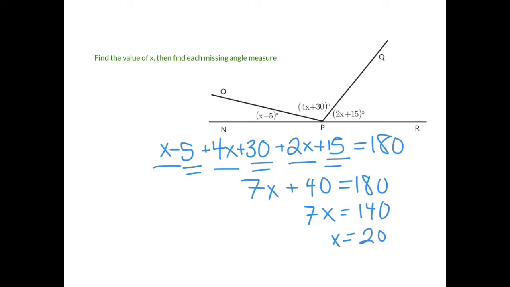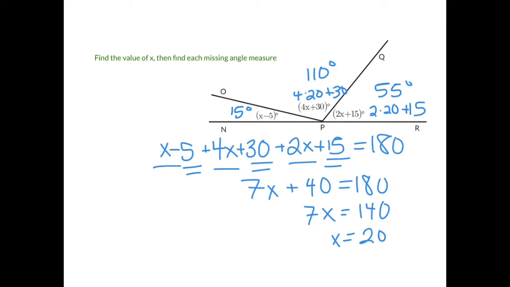So 20 is not going to get a degree measure on the answer because none of them are just x degrees like it was in the last problem. In this case, 20 minus 5 would be 15 degrees. 4 times 20 plus 30, well that's 80 plus 30, so that's 110 degrees there. And this one is 2 times 20 plus 15, so that's 40 plus 15, which is 55 degrees. So 15 degrees, 110 degrees, and 55 degrees.